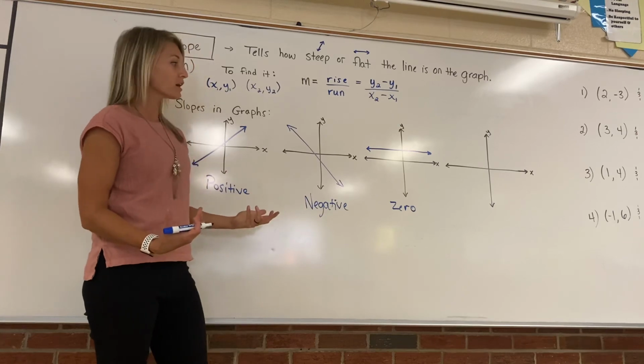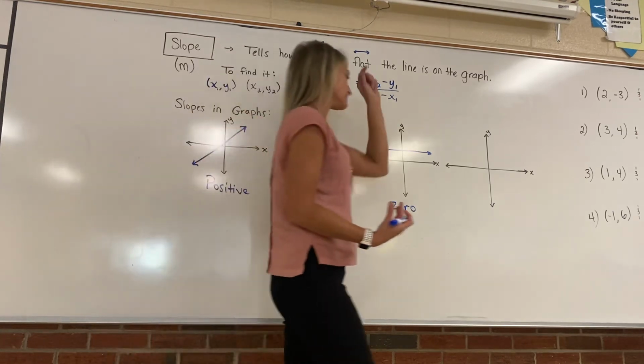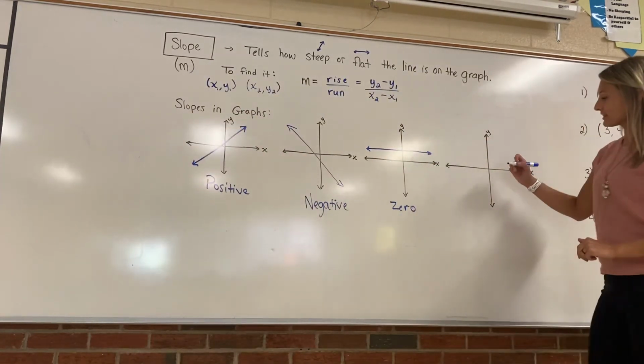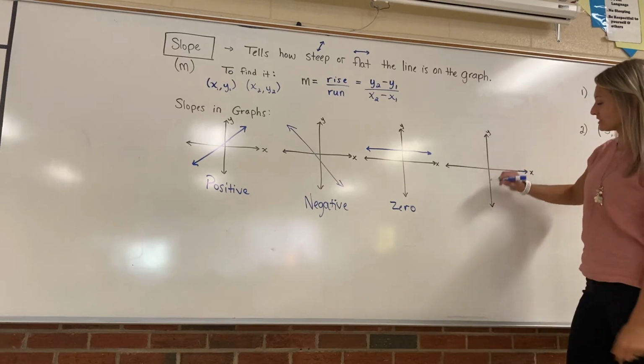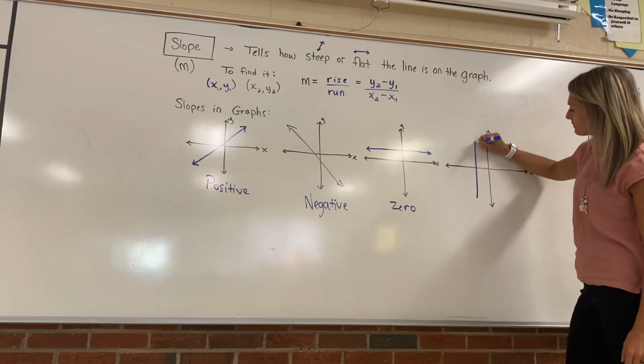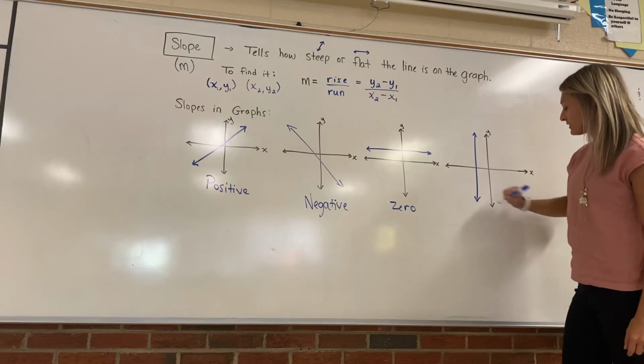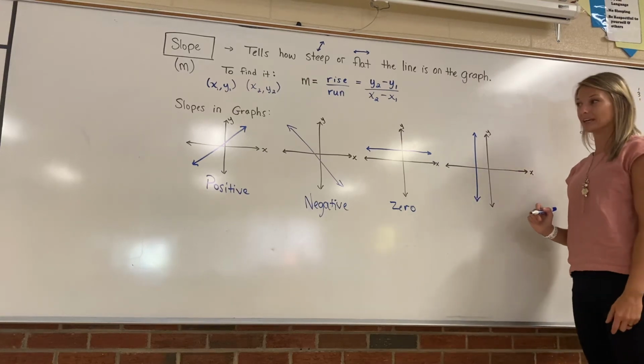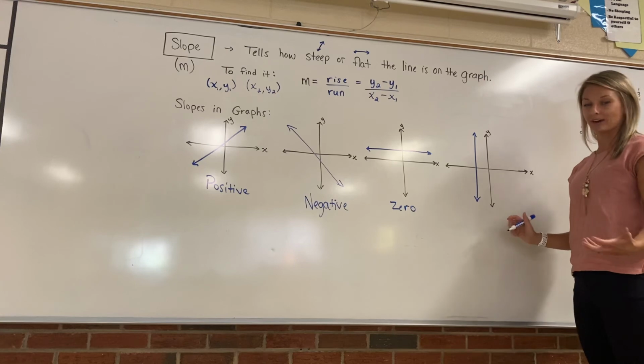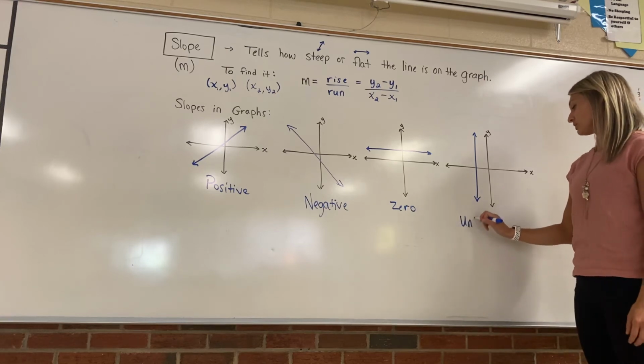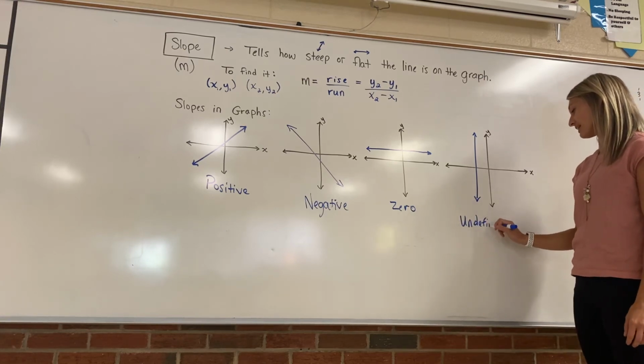So then the only other graph that we haven't talked about is if you're looking at it and the line is straight up and down. It's a vertical line. So I'm going to just draw a vertical line here. If it is vertical, then that means that your slope is undefined, okay? So it doesn't actually have a slope.